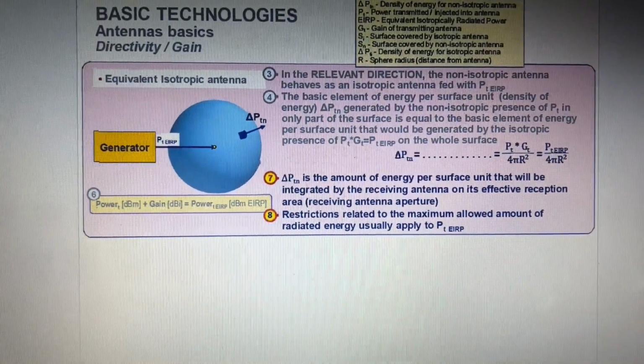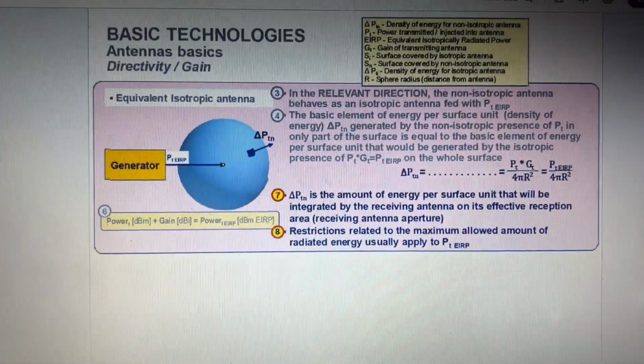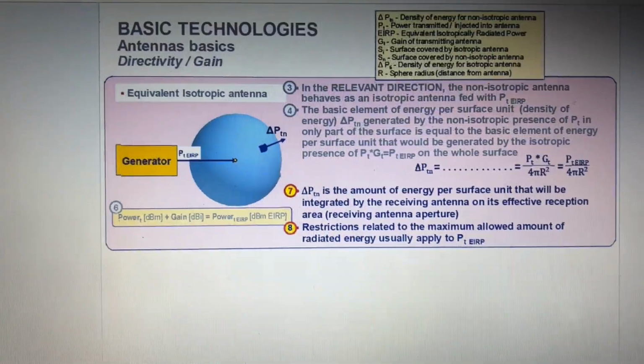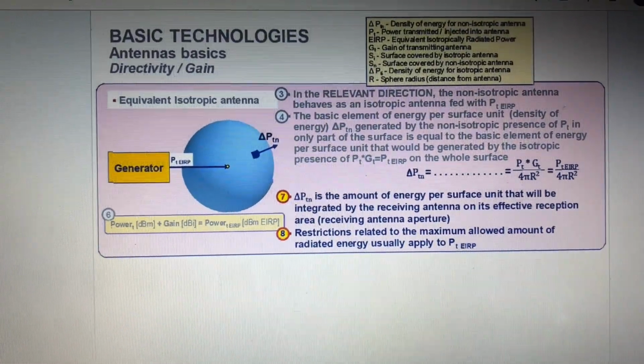This is another equivalent isotropic antenna where the power density is PT into GT divided by 4 pi R square. So these are different kinds of formulas of the directivity or the gain, which is calculated using the directivity of the isotropic antenna.